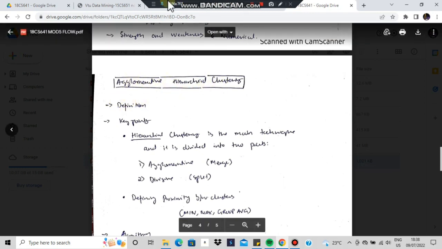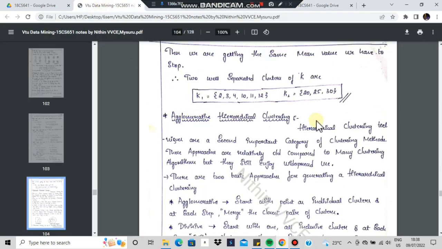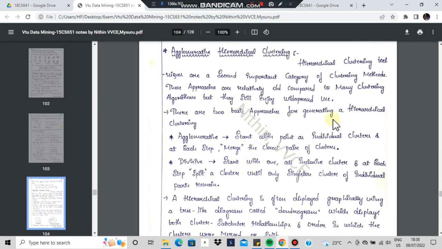Here we have the definition. Hierarchical clustering is the second important category of clustering methods. These approaches are old but still widely used. There are two basic approaches for generating hierarchical clustering: agglomerative and divisive. Agglomerative means we start with each point as an individual cluster, and at each step merge the closest pair of clusters. Divisive means we take a cluster and divide it into different parts.